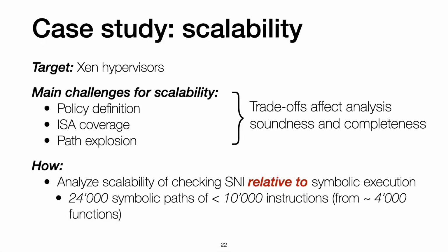To evaluate SPECTECTOR scalability despite these limitations, we compared the time spent on checking speculative non-interference relatively to the time spent for discovering new symbolic paths. By analyzing paths of different lengths, we were able to evaluate the scalability of checking speculative non-interference relative to that of symbolic execution, and this factors out the path explosion problem from our analysis. Concretely, we analyzed 24,000 paths of at most 10,000 instructions each.